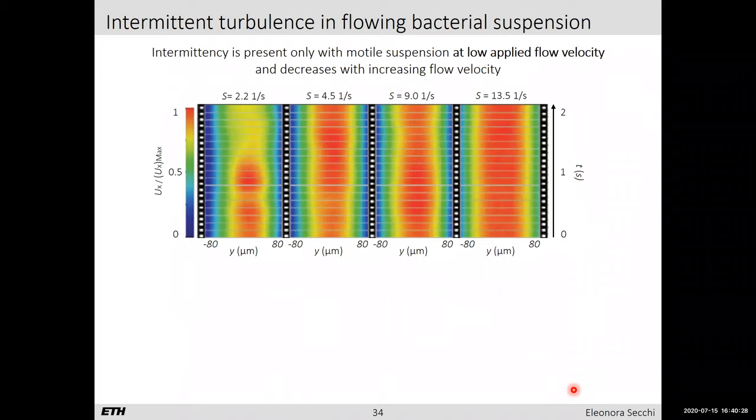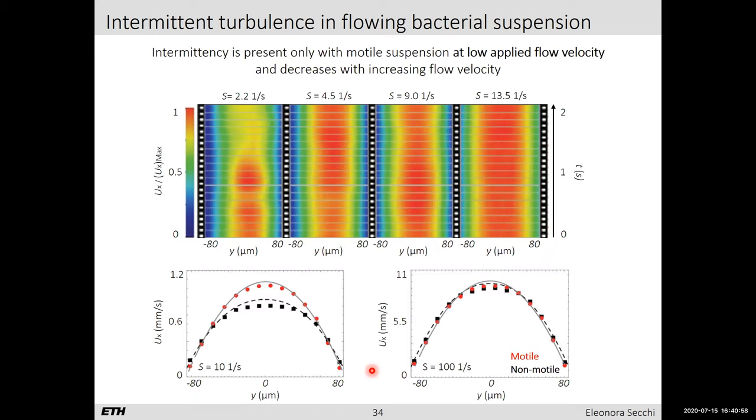We can flow our suspension at different flow velocities, and we can see that intermittency is present only if we apply a low velocity, as we can see here, looking at the different profiles in time. As we increase the velocity, this heterogeneity in the flow profile disappears until we have something that is quite stable. If we now look at the profile, the deviation from the ideal parabolic profile that we see at low shear basically disappears at high shear, and motile in black and non-motile suspension basically behave the same and are really close to the ideal parabolic profile we should get in our geometry.